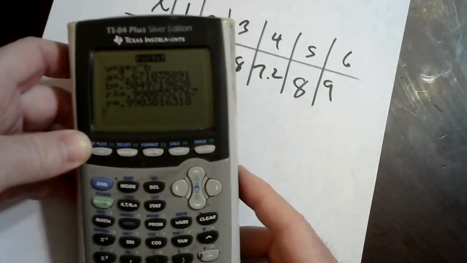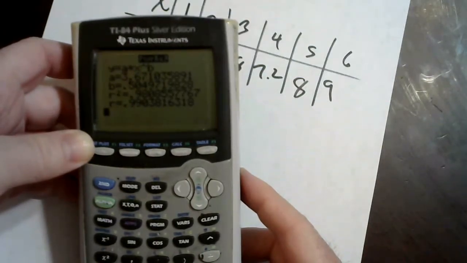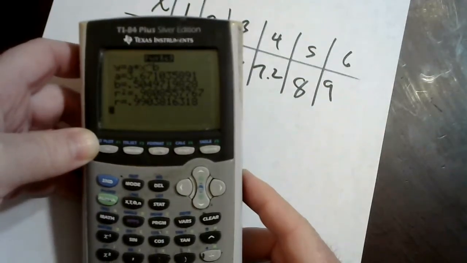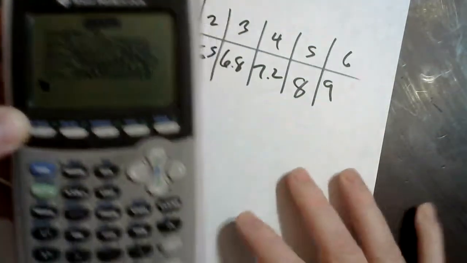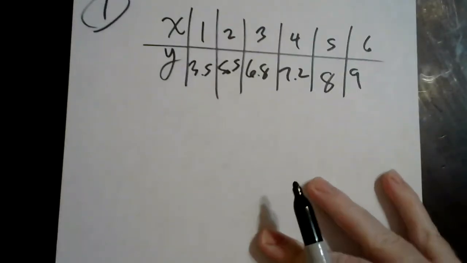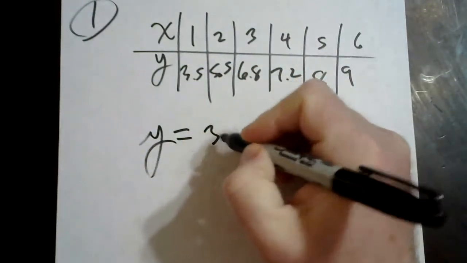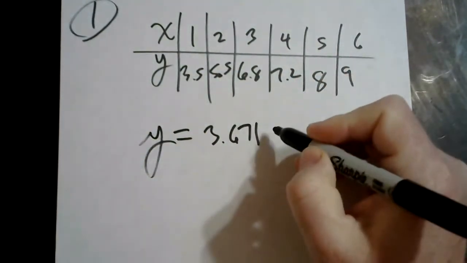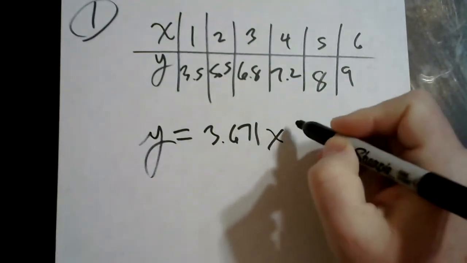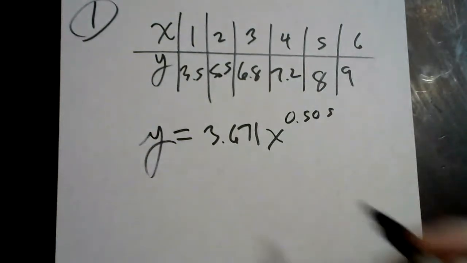So there it is. So your function looks like it's of the form a times x to the b, where a is 3.67 and b is 0.505. And it does say 3 decimal places. So that's what I get for Part B.